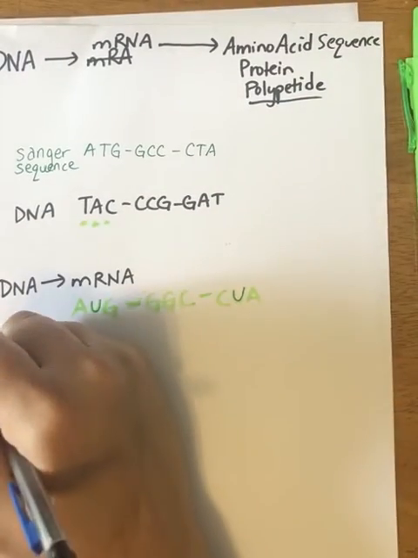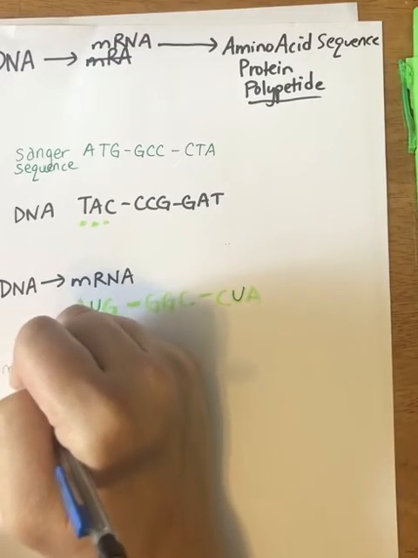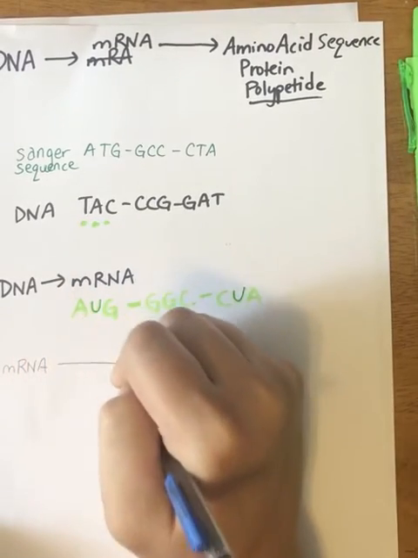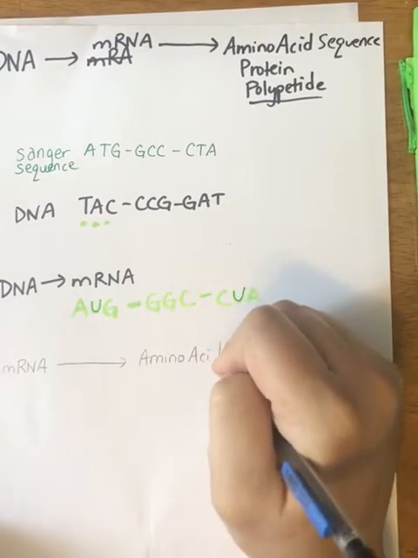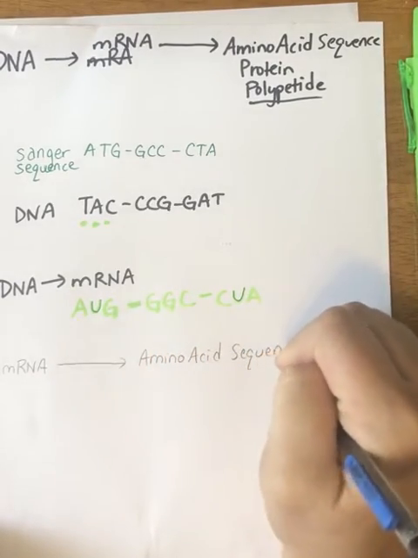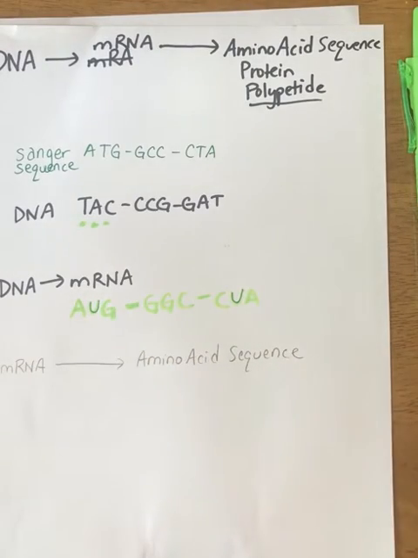Now, to do step 4, to figure out your amino acid sequence, you're going to use a chart. The chart is called the genetic code. This was basically described in lecture. So if you watch those videos, you'll have seen the chart before, but we're going to take mRNA from step 3 and we're going to use the chart.